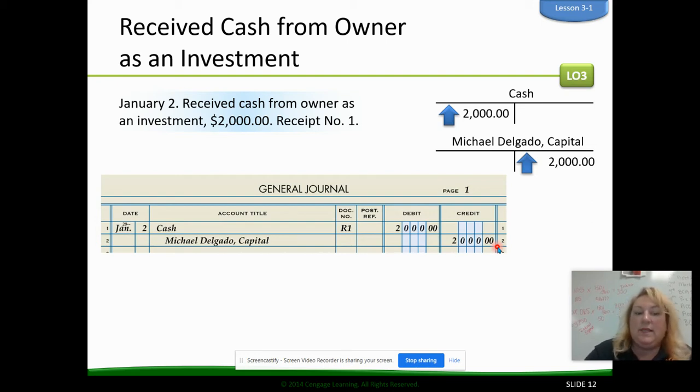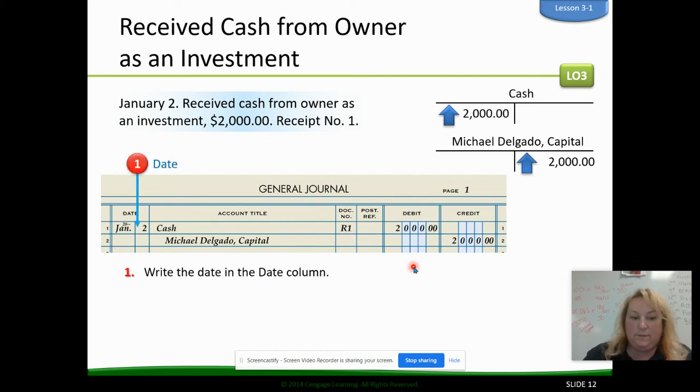It's always going to have the date, the account debit and the amount, the account credit and the amount, and the source document. So those are going to be the steps that we're going to follow for every single transaction.